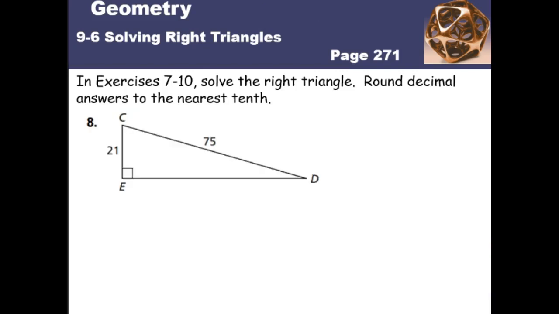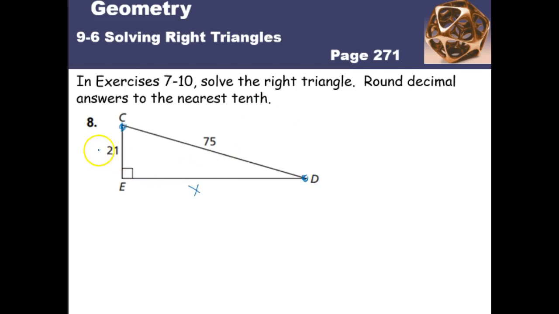Again, same thing, but this time we're finding any missing sides and missing angles. So again, we have a missing side here. Let's call it X, ED. And then we need to find the missing angles C and D.